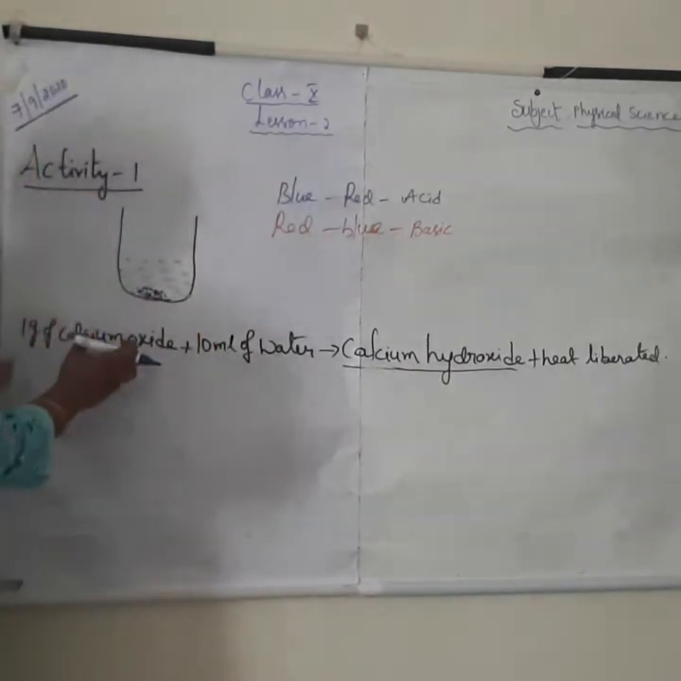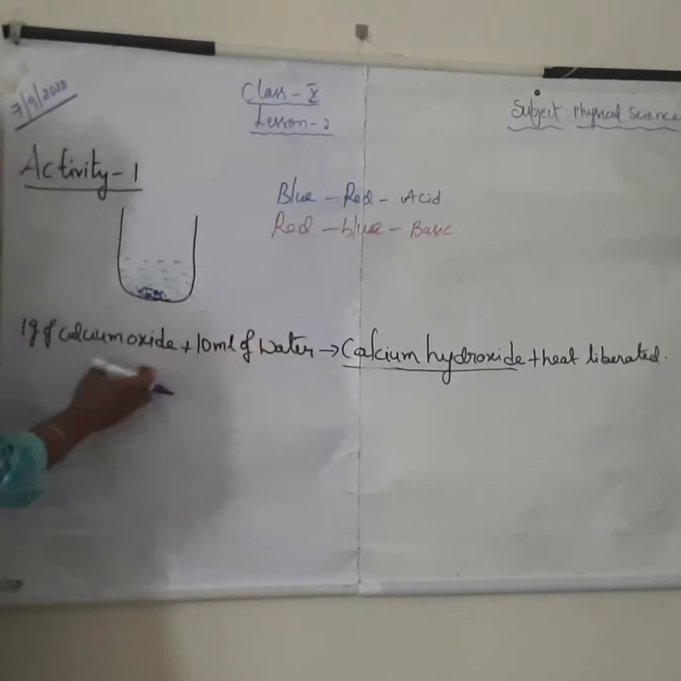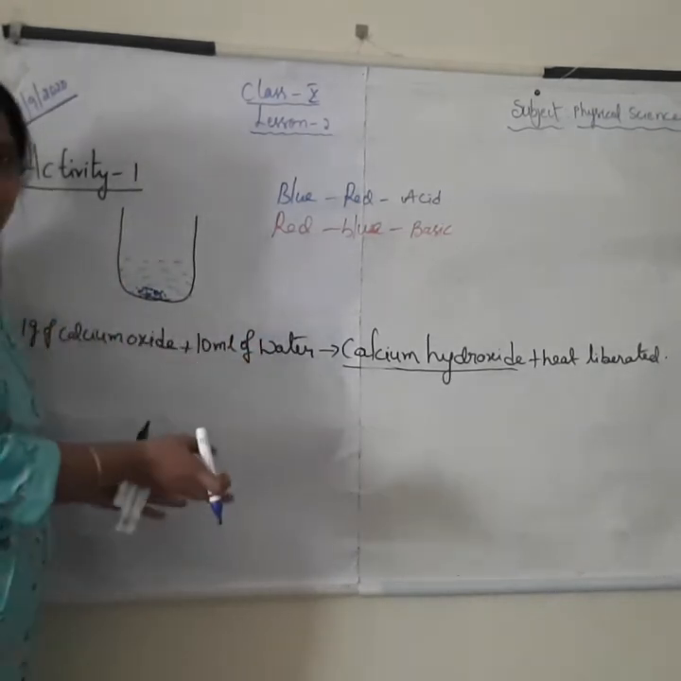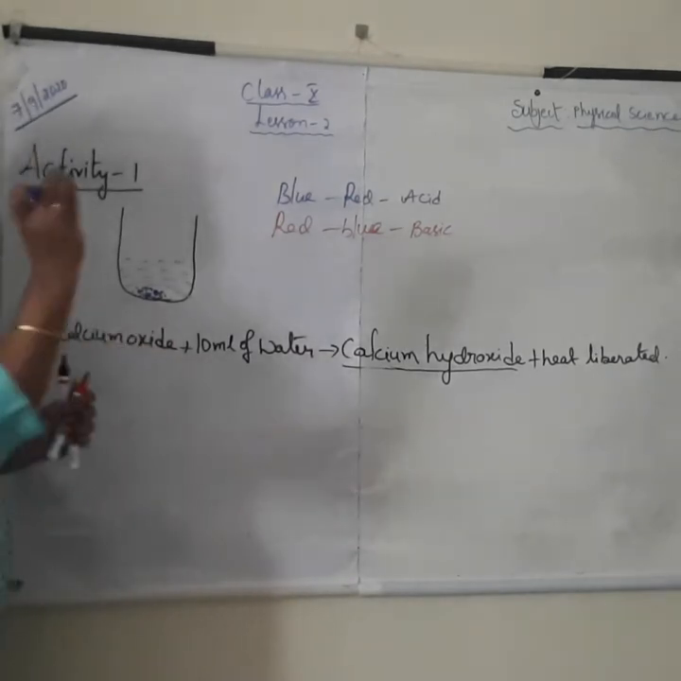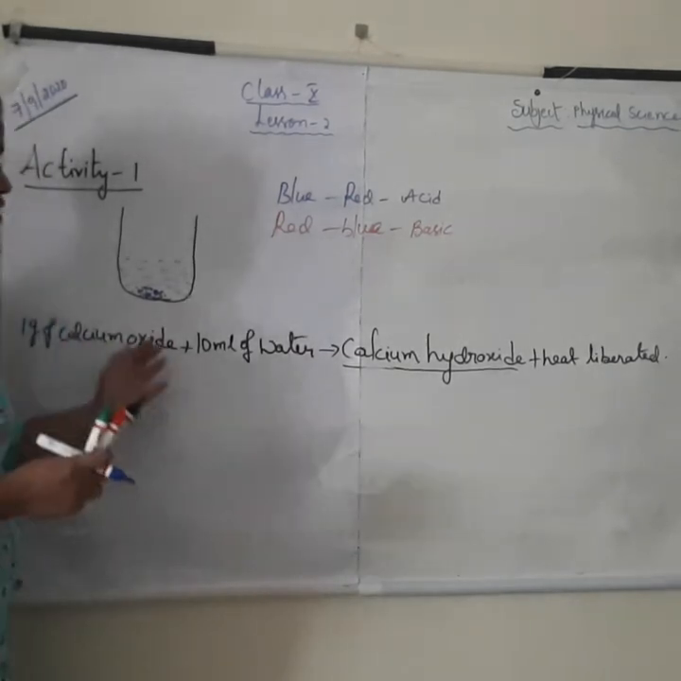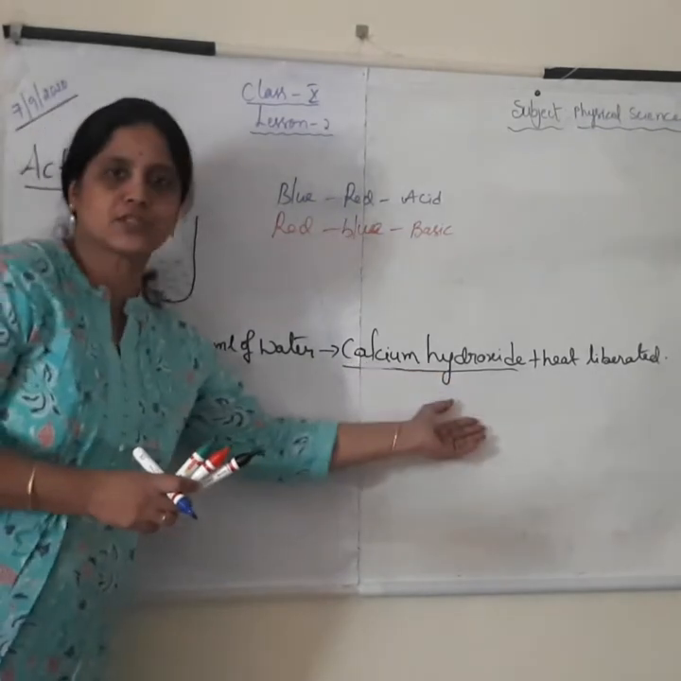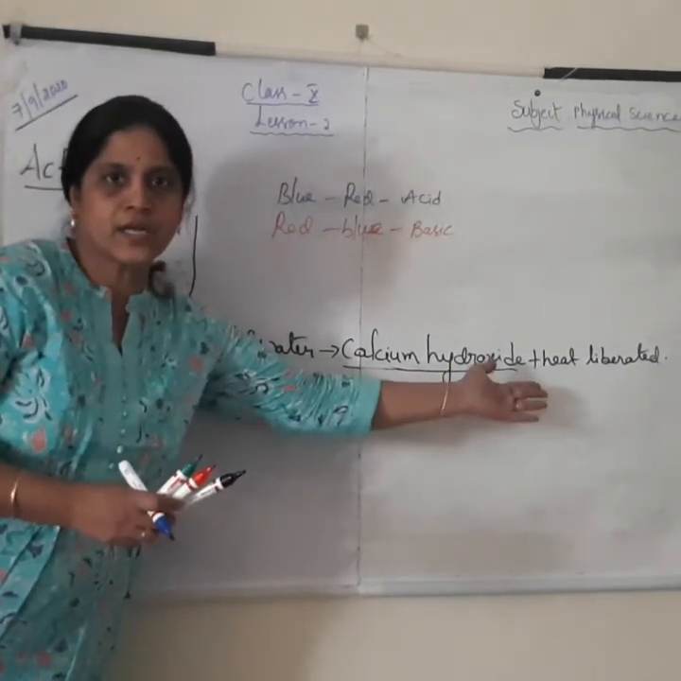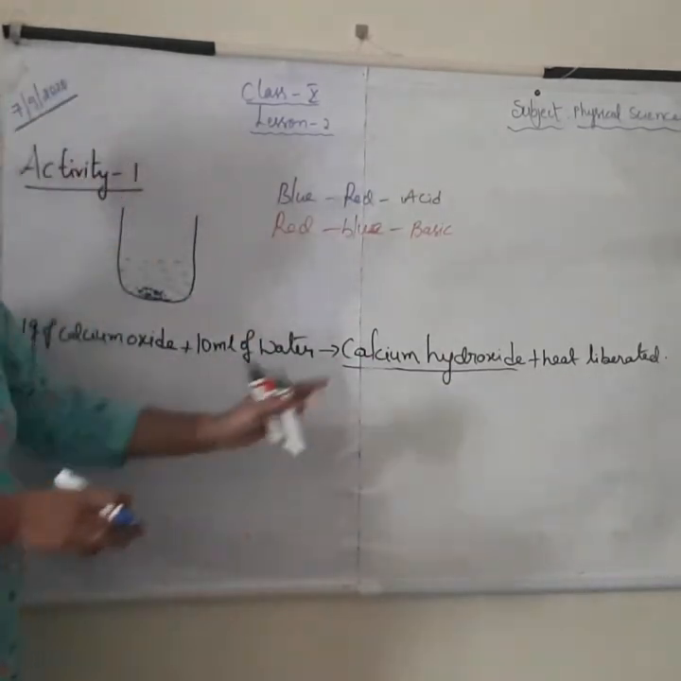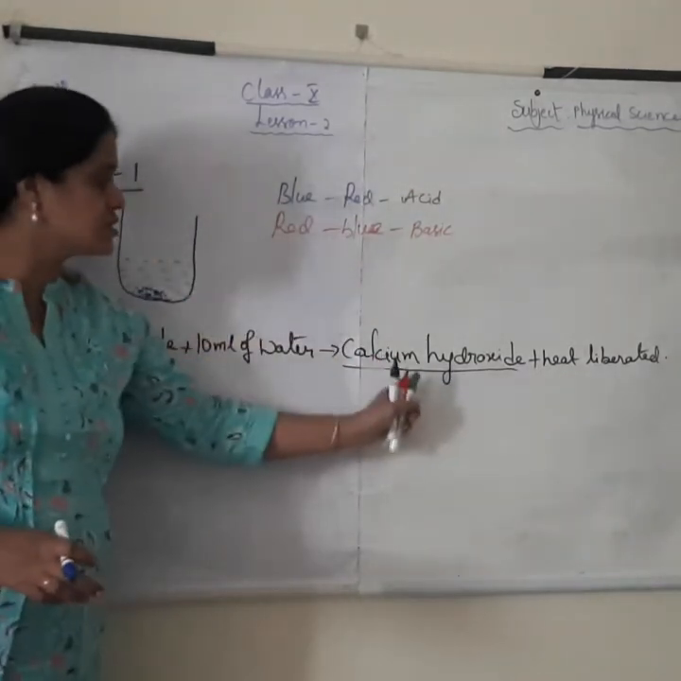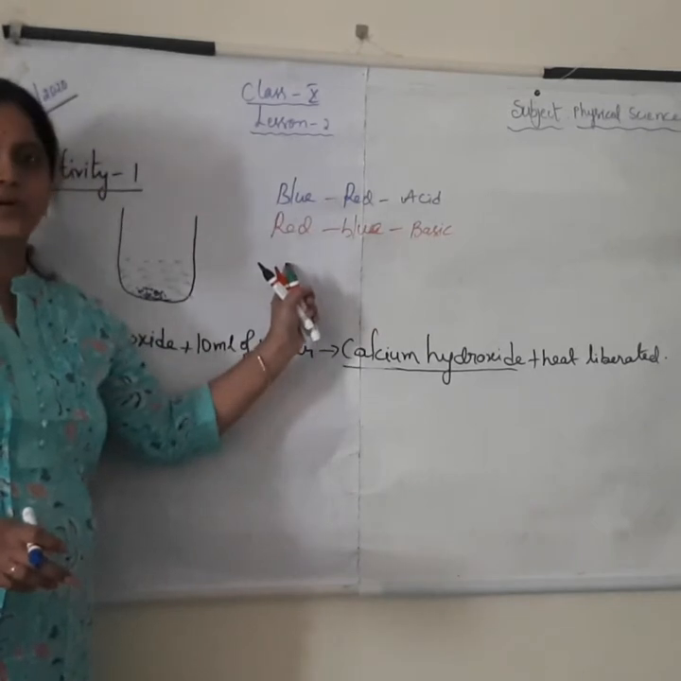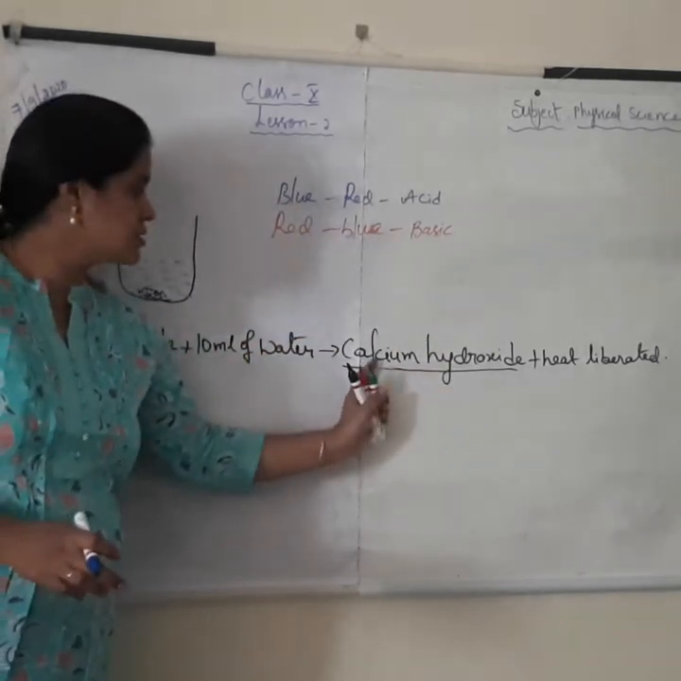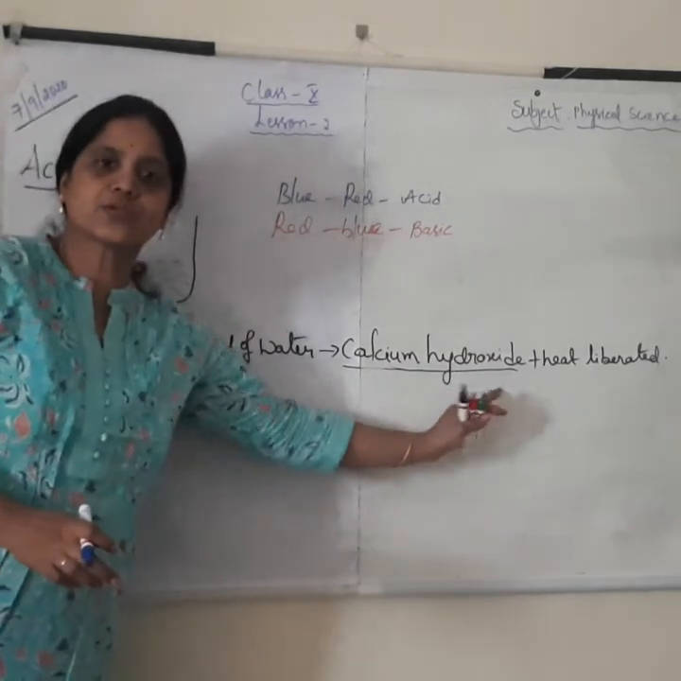See, when you take the calcium oxide and water, these two are colorless only. Water is colorless, and calcium oxide is like a white powder. When you mix these two, you will get a colorless solution, along with heat liberated. So note it down. And when you test this solution with the litmus papers, the red litmus changes into blue. So from this we notice that it is a basic solution.